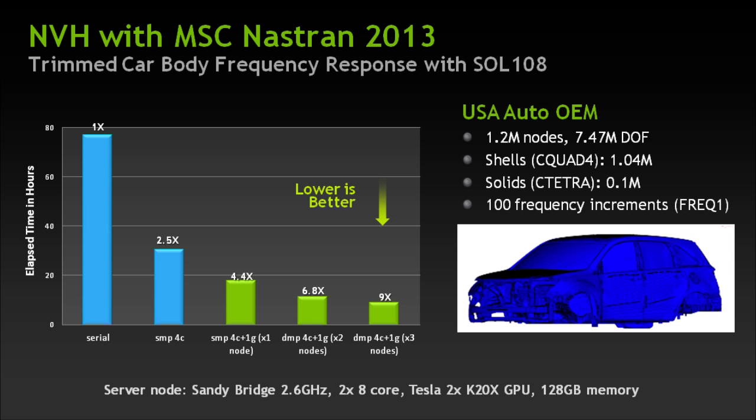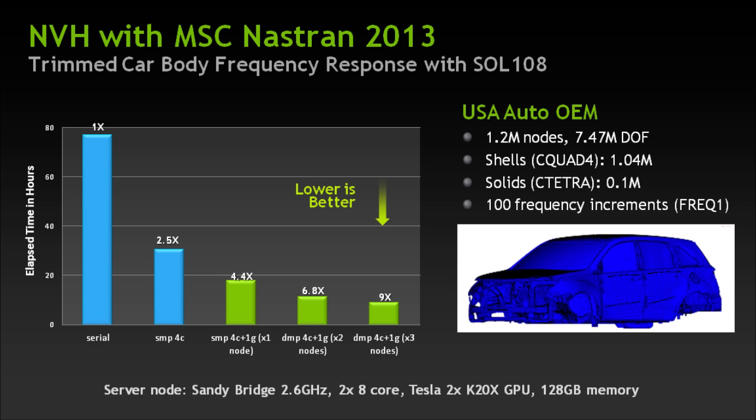Now, the models that we talked about are all pretty much solid models. And in this particular case, this is a US auto customer, and the model is quite different. If you look at the discretization of that model, it's majority shell elements, 2D elements like plates and shells, about 1 million shell elements compared to solids, which are about 10% of that. And here again, it's the NVH trimmed car body analysis.